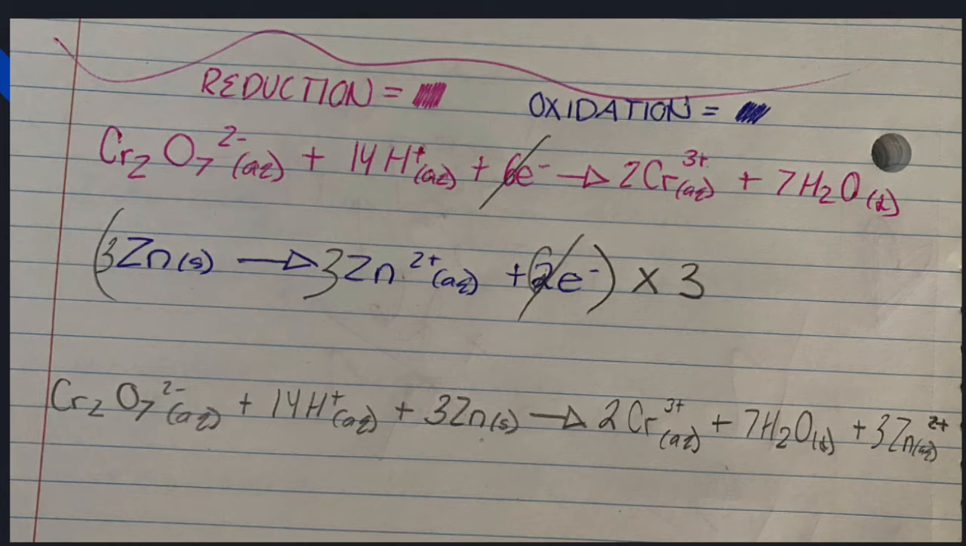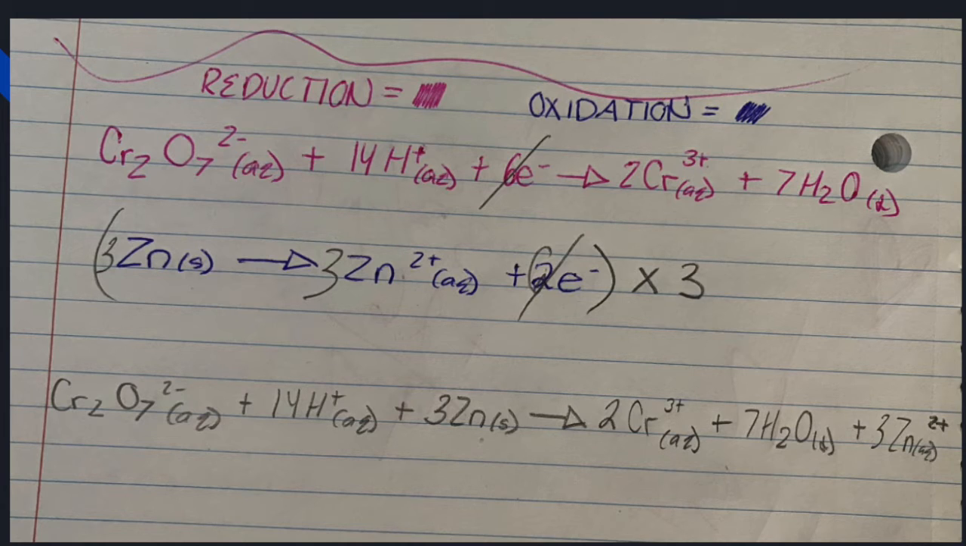So what you do is you need to balance out the electrons. In my reduction equation, I have 6 electrons. In my oxidation equation, I only have 2 electrons. So I need to balance the electrons in order for them to cancel out. So what I need to do is deal with my oxidation equation, and I need to times that by 3 to make my electrons 6, so I can cancel out the top 6 electrons. But when I times my whole equation by 3, it also changes my zinc, which will now be 3 zinc solid and 3 zinc aqueous.